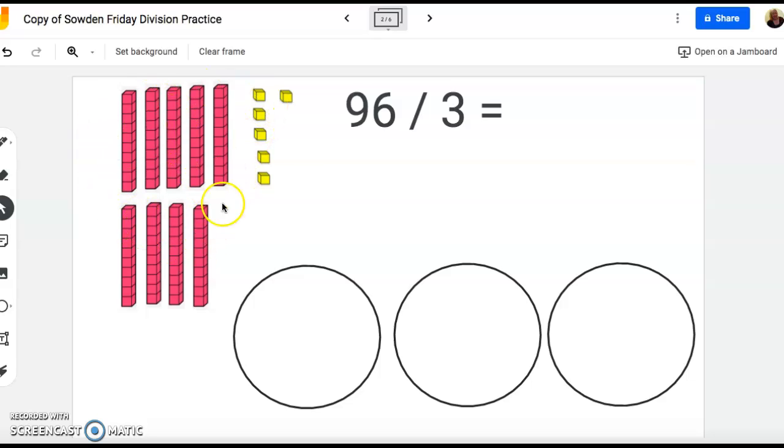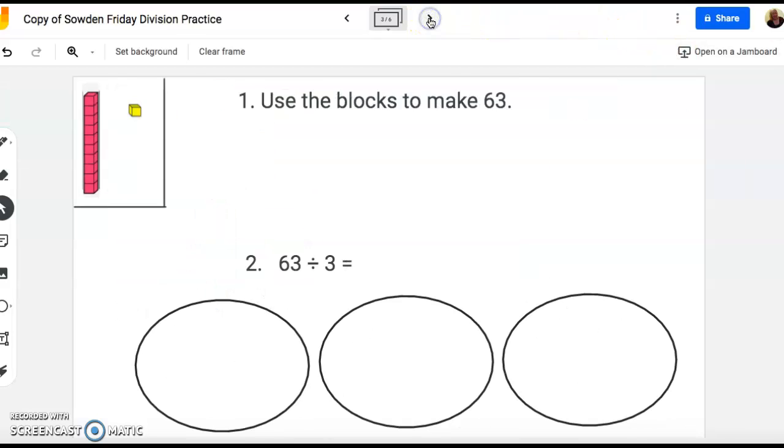Again, here's the base 10 blocks. 96, 9 10s, 6 1s, divide them into the 3 equal groups. So you're just going to move the base 10 blocks over and divide them up, just like we did with the circles last week, or earlier this week.